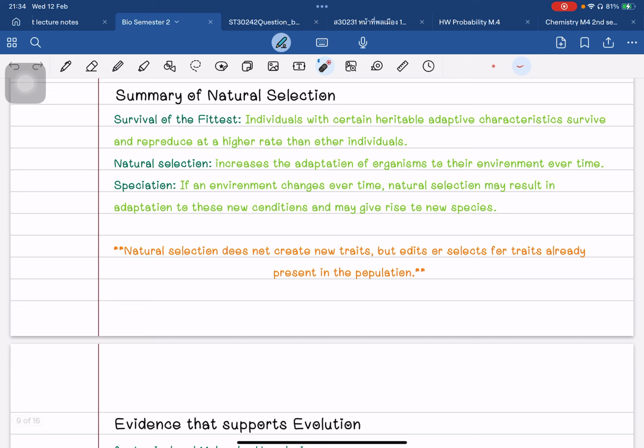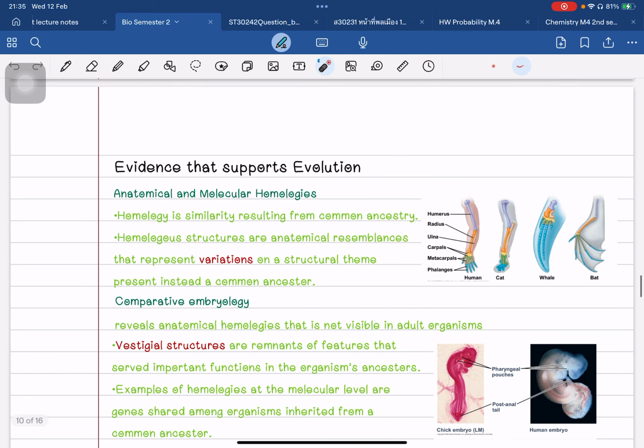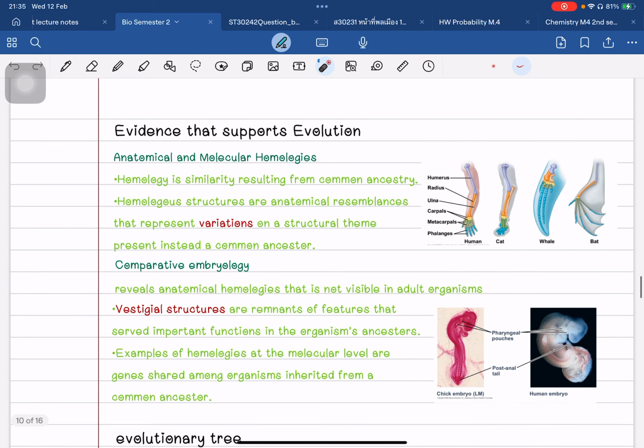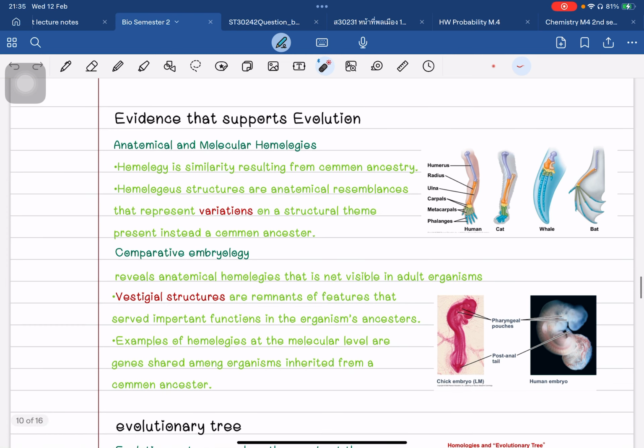Note that natural selection does not create new traits, but edits or selects the traits that are already present in populations. There is evidence that can support evolution. First is anatomical and molecular homologies. Homology is similarity resulting from common ancestry, and homologous structures are anatomical resemblances that represent variations on a structural theme present in a common ancestor.